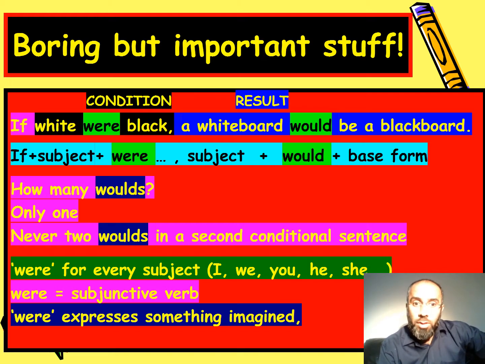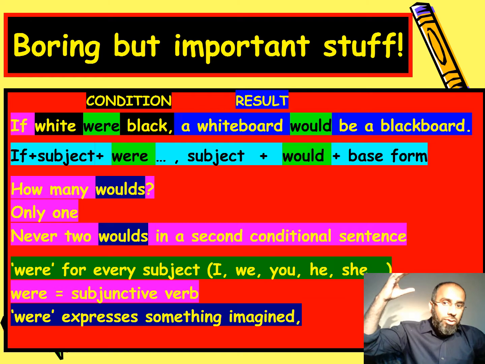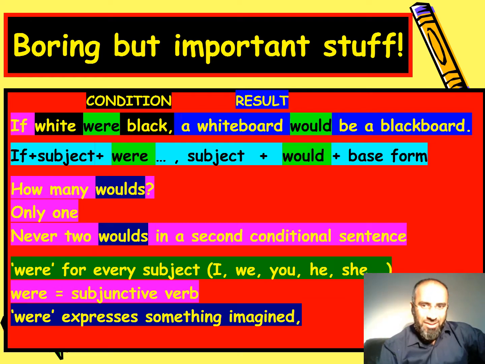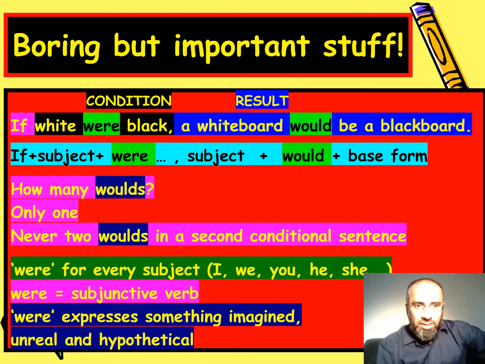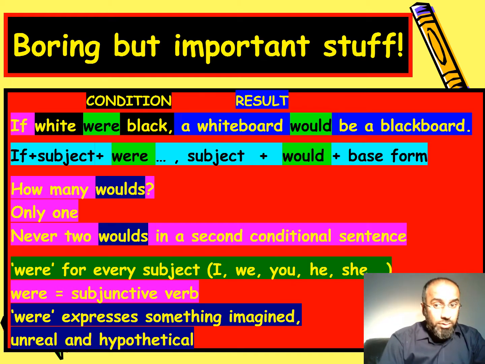When we're talking about something imaginary, unreal. Okay. So we use were to express that we're talking about something which is imaginary or unreal. Okay, so it's a subjunctive verb. Which verb? Yes, subjunctive verb. And why do we use this one? Yes, to express something imagined or unreal or hypothetical.